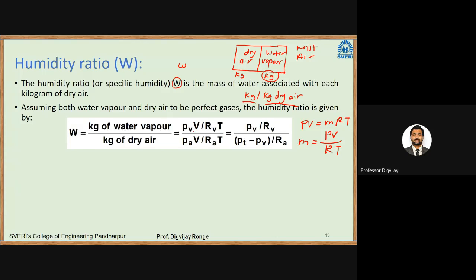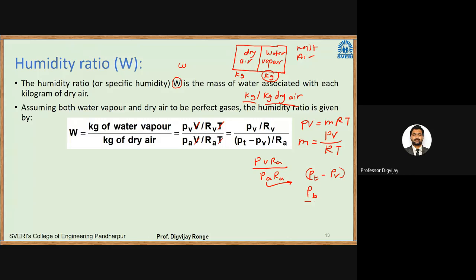So we can solve it as, V will get cancelled, T will get cancelled. This is PV divided by PA. So this will be PV into RA divided by PA into RA. So this PA we can replace by PT, total pressure, minus vapor pressure of water vapor. PA is the partial pressure of dry air. Partial pressure of dry air can be replaced by total pressure in the system minus partial pressure of the water vapor. Total pressure we can also write as PB.